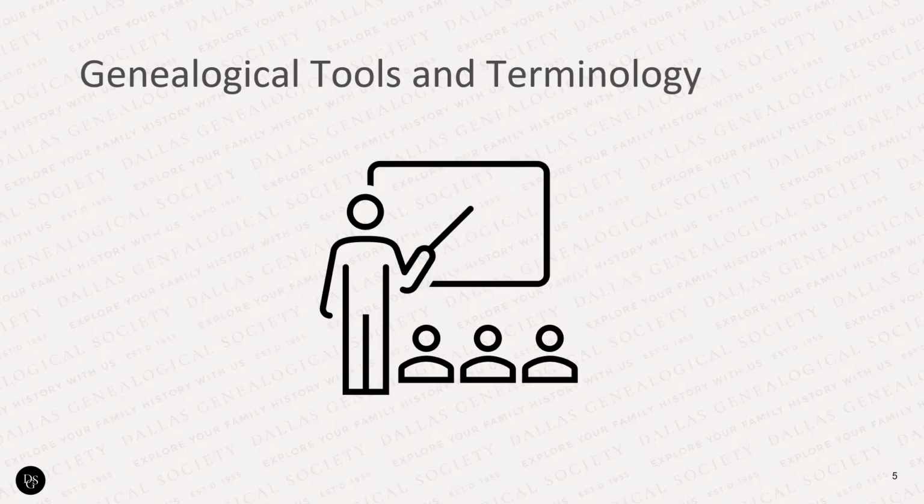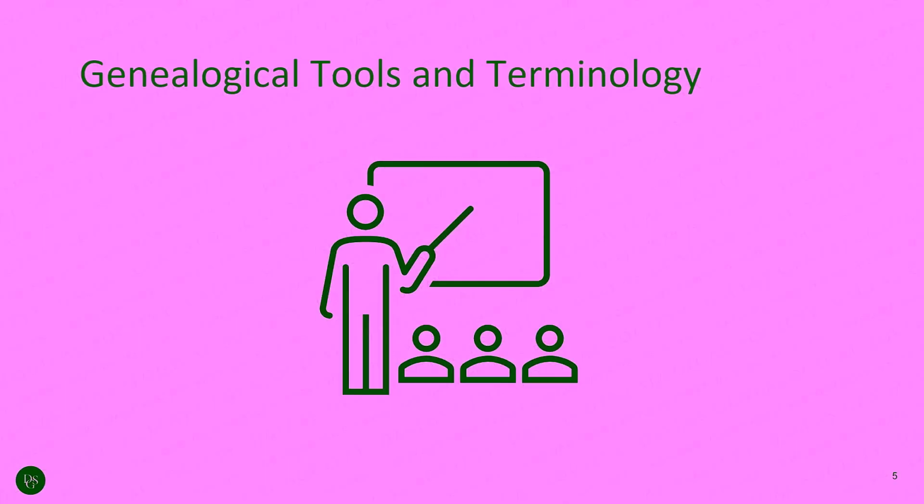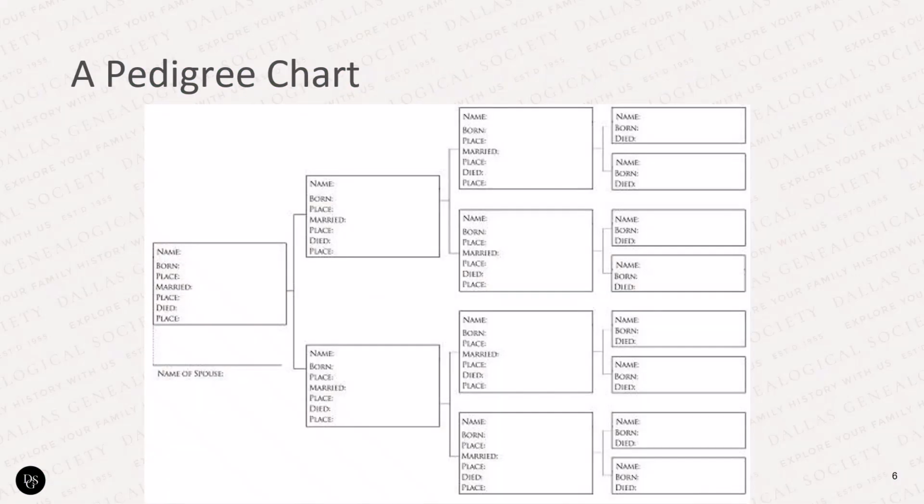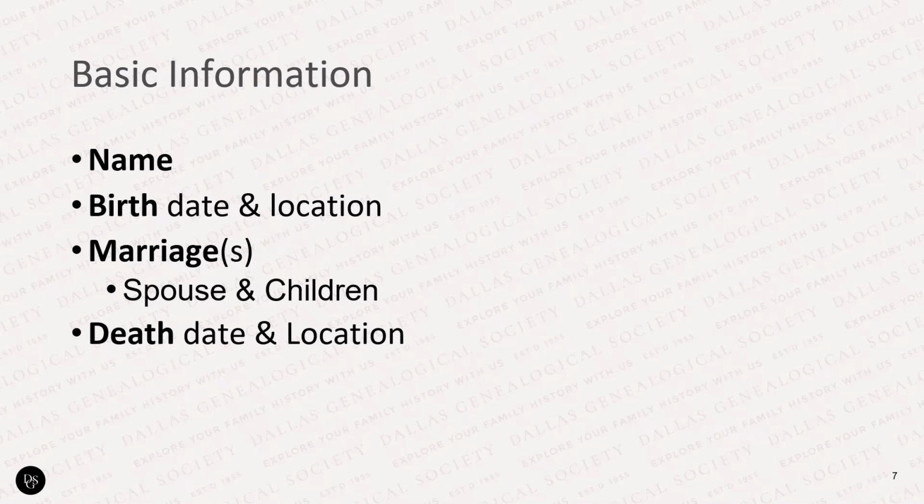So let's start with some discussion about genealogical tools and terminology. This is kind of the basic thing that all genealogists start with, either in paper or electronic format, and it's referred to as a pedigree chart. You use it to record basic information about each person in your family. And there's four kind of main things that we talk about in genealogy about each person that we strive to get. The name of the person, their birth date and where they were born, marriage information and information about who their spouse and who their children are, and then death information. If that person has passed on, when did they die and where did they die and where are they buried?